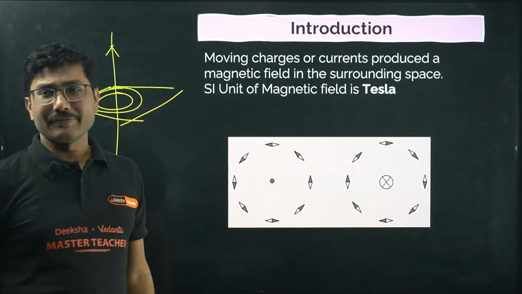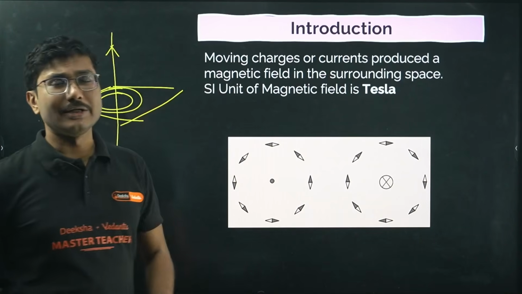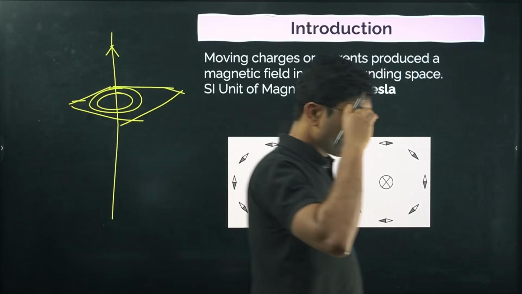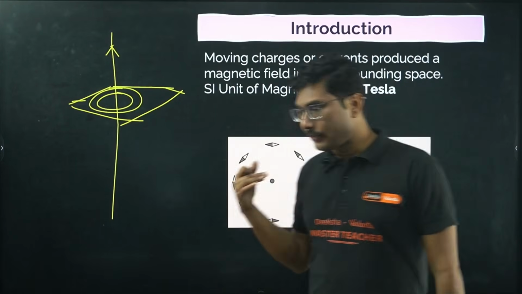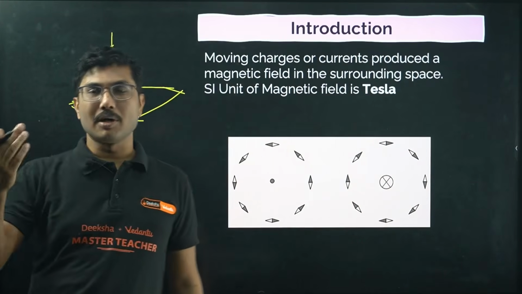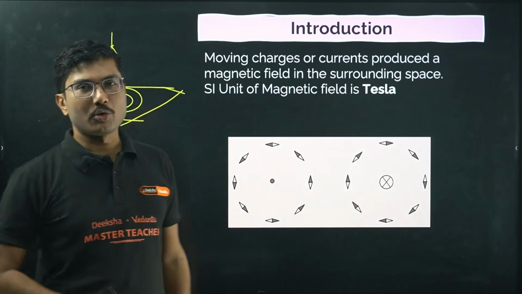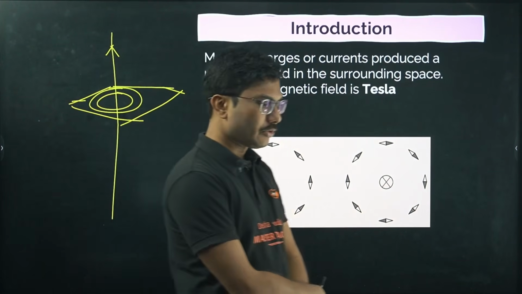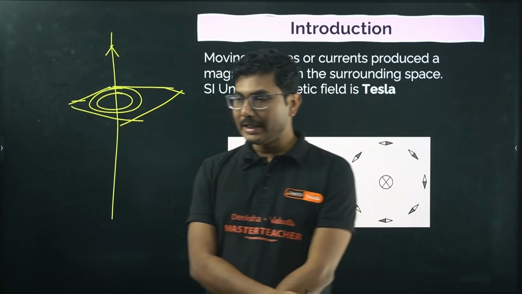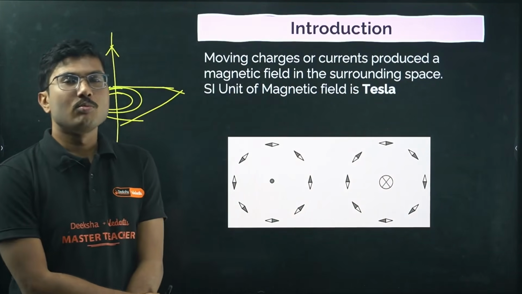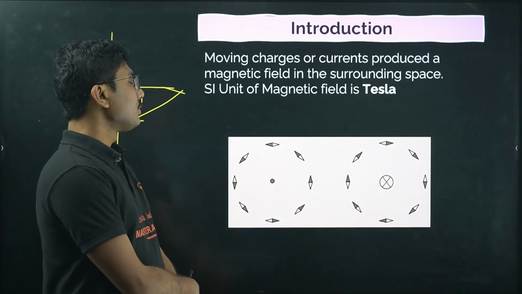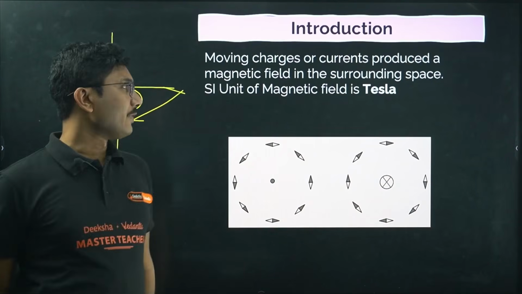SI unit of magnetic field is Tesla. This is the first time we are introduced to magnetic field. Magnets are there, but in this particular chapter we will not discuss directly about magnets. We will discuss magnets in our next chapter, but in this chapter we will mainly discuss how magnetic field is produced because of the motion of charges or motion of current. So SI unit of magnetic field is Tesla.